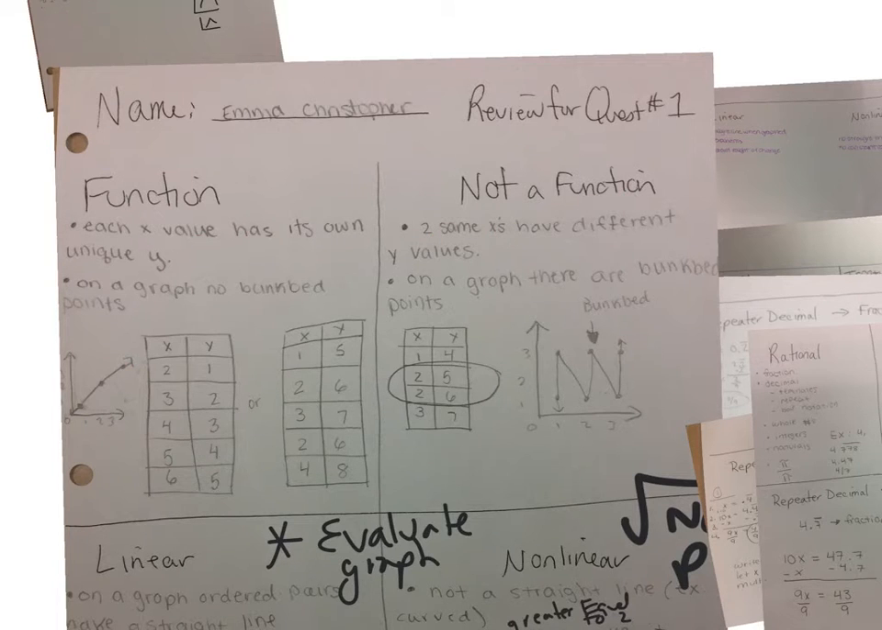Not a function: 2 of the same x's have different y values. So we have 2 of the same x's, the 2's, but they go to different y values. So 2 can't go to 5 at the same time 2 goes to 6. So that is not a function. And then same thing here, if we have points above each other. For instance, when x is 1, y is 1. When x is 1, y is 3. We can't have them on top of each other. We need to have, for every x, a unique y.